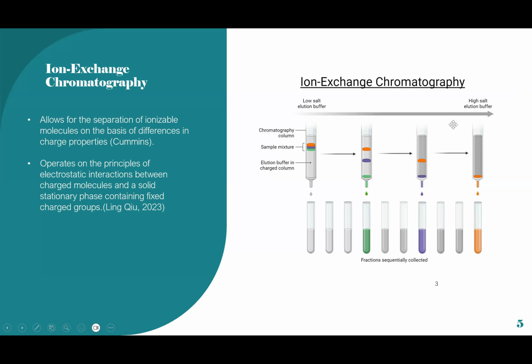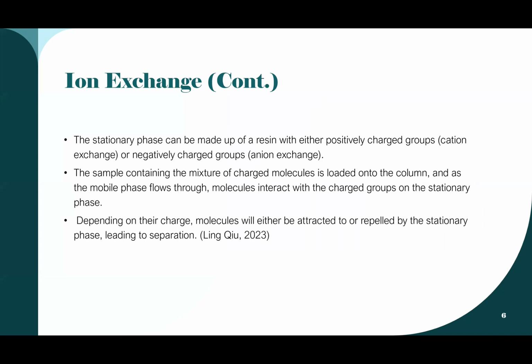Essentially, this picture on the right gives a depiction of ion exchange chromatography via columns, where you are using the columns to enter your solution or your sample mixture. And the elution buffer within the column is going to be either charged positively or negatively. We'll get more in depth on the next slide, where we discuss that the stationary phase can be made up of a resin with either a positively charged group, which is known as cation exchange, or a negatively charged group, which is known as anion exchange.